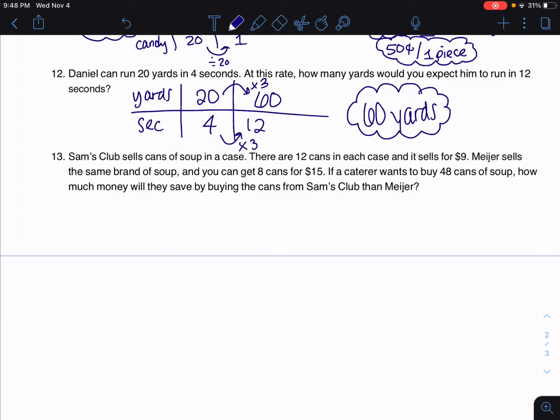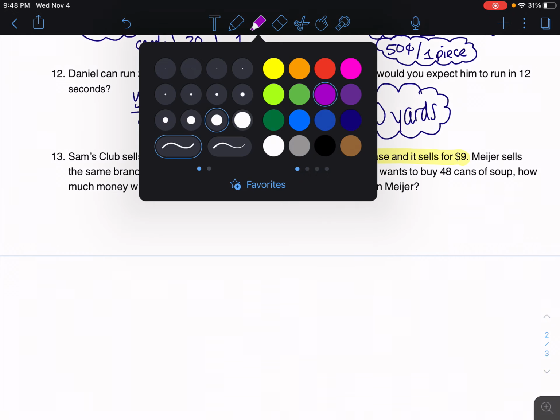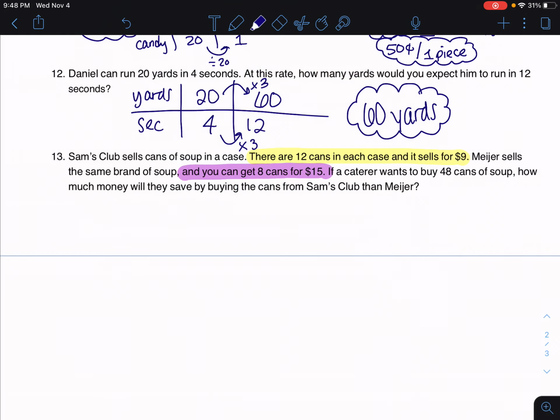Last one is the can question. So it says Sam's Club sells cans of soup in a case. There are 12 cans in each case, and it sells for $9. Meijer sells the same brand of soup, and you can get 8 cans for $15. If a caterer wants to buy 48 cans of soup, how much money will they save by buying the cans from Sam's Club than Meijer?